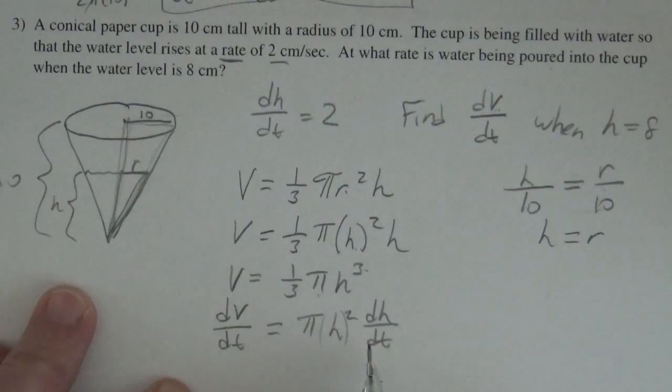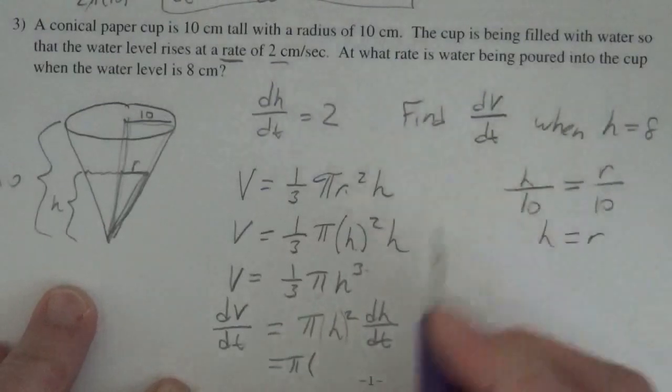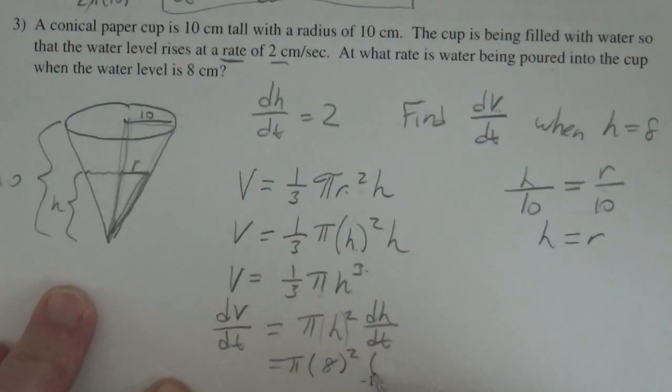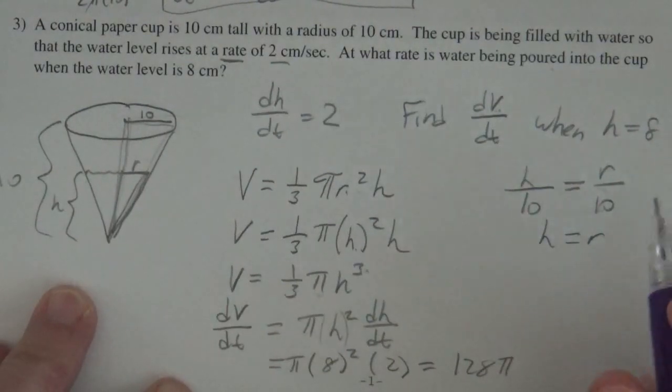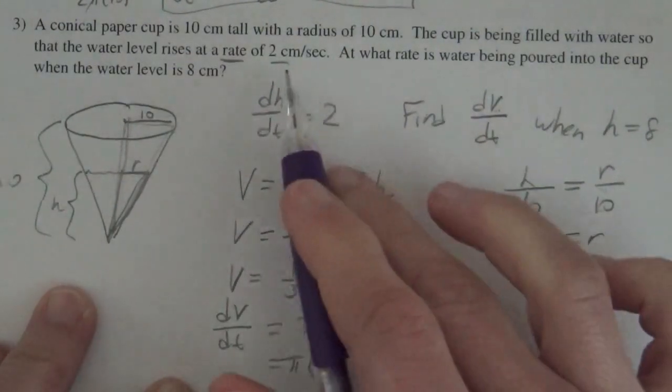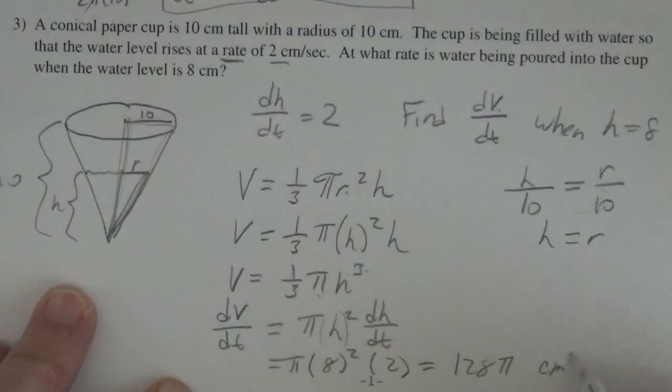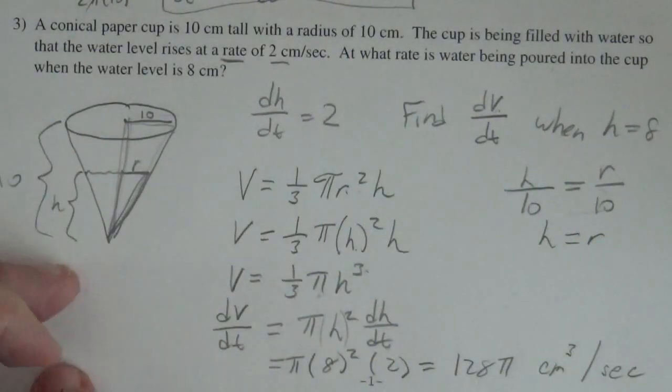So now plug in what we know. We want to find dV/dt when the height is 8, so just plug in the 8, and dh/dt is 2, and so it looks like we're getting 128 pi. Slap on some units: volume is centimeters cubed, and we are in seconds. So 128 pi centimeters cubed per second, check.